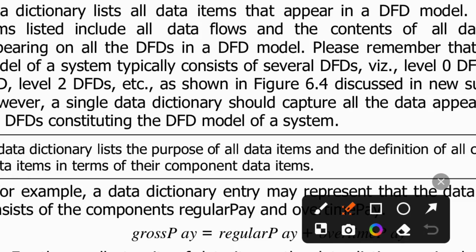Next, data dictionary. A data dictionary lists all data items that appear in a DFD model. The data items listed include all data flows and the contents of all data stores appearing in all the DFDs in a DFD model. Please remember that the DFD model of a system typically consists of several DFDs: level 0 DFD, level 1 DFD, level 2 DFDs, as shown in the figure discussed in the previous subsections.